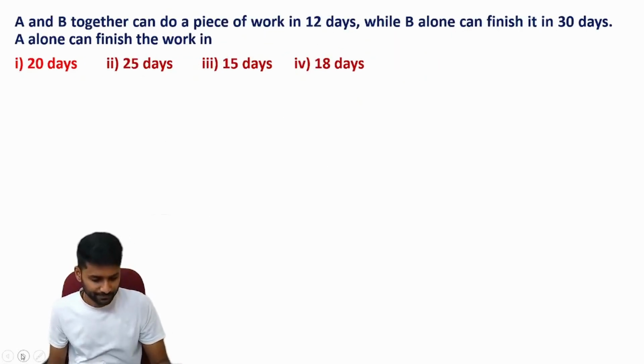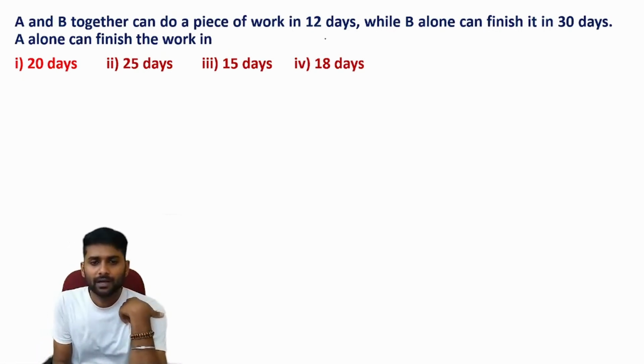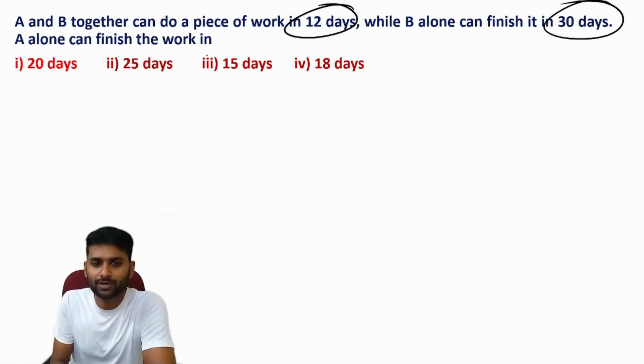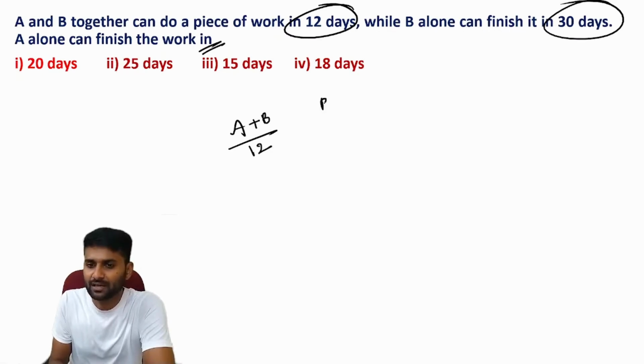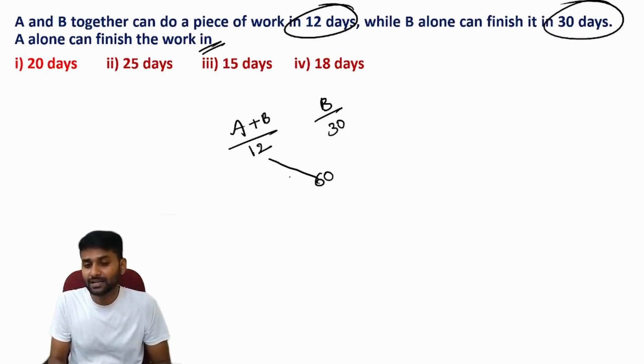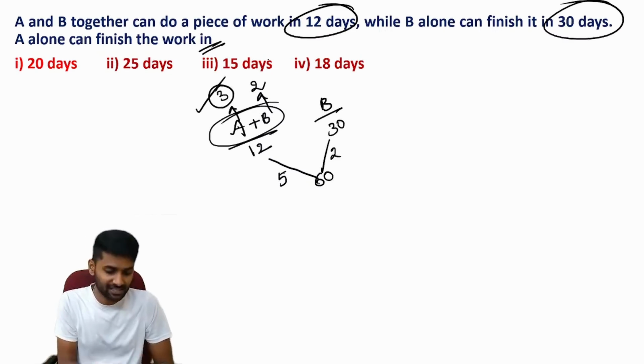Let's find this question. A and B together can complete the work in 12 days. B alone can complete the work in 30 days. A alone can finish the work in how many days? Here the total work, LCM of 12 and 30, is 60 units. If A and B together complete it in 12 days, the efficiency is 5 units, and B's efficiency is 2 units. A plus B efficiency is 5 units, so we can conclude that A's efficiency is 3 units.